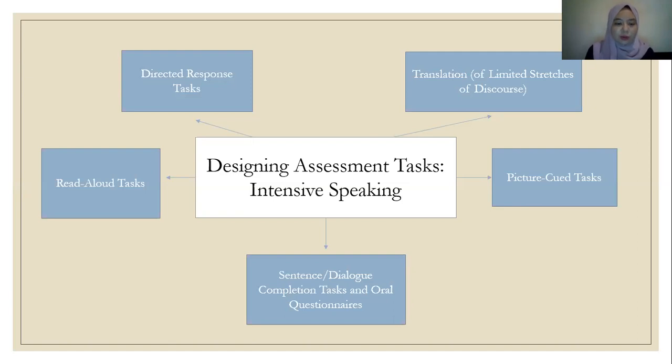Scoring responses on picture cue intensive speaking tasks varies depending on the expected performance criteria. The task above that asks just for a one-word or simple sentence response can be evaluated simply as correct or incorrect.